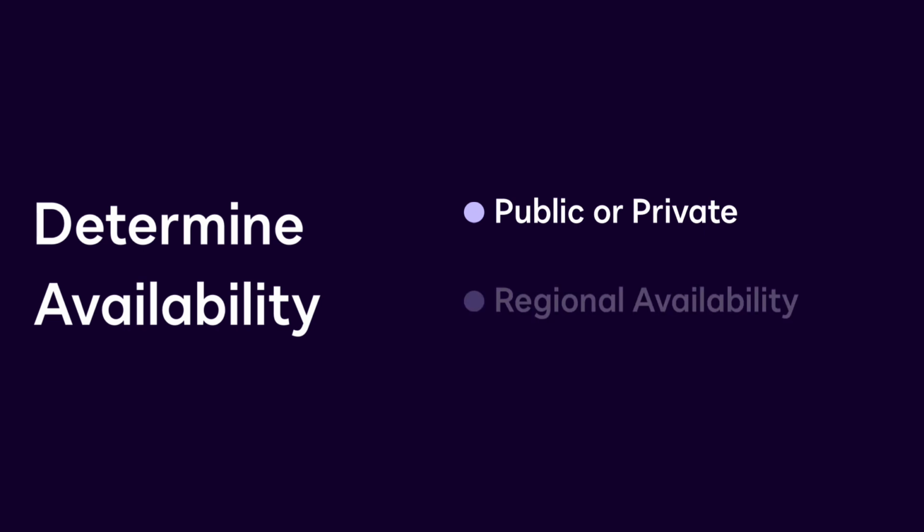Finally, you need to decide who will have access to your extension app. Your app can be public or private. A public extension app is available to all DocuSign customers. A private extension app is available only to a specific set of accounts that you designate. In addition, you can choose the regions in which your extension app will be available.